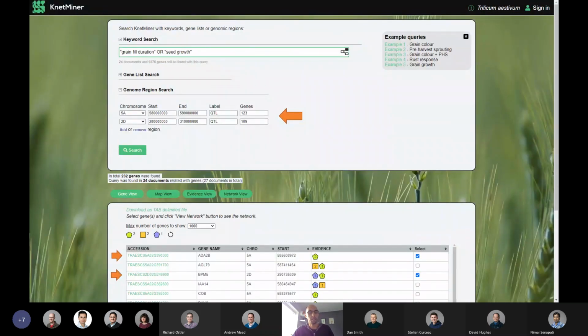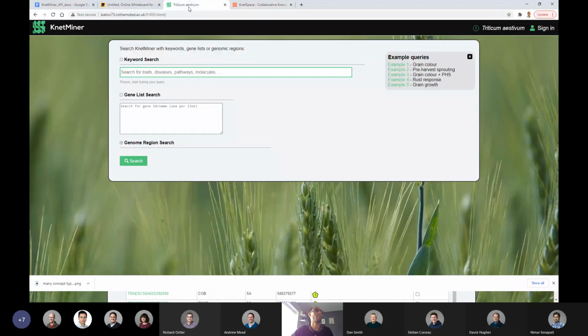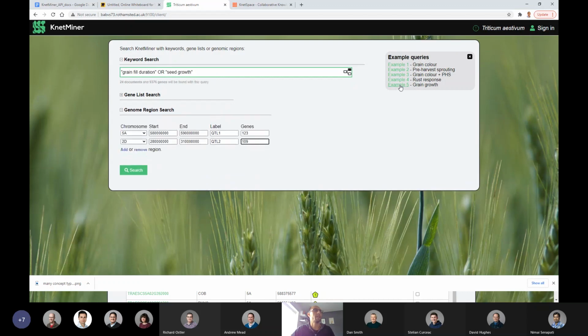So again, I'm going to switch now back to live to show you a second example, this time in wheat. Okay, so this is the NetMiner interface for wheat. I'm going to use one of these examples we've got on the right-hand side. If I click on it, it populates the search interface with my search query.